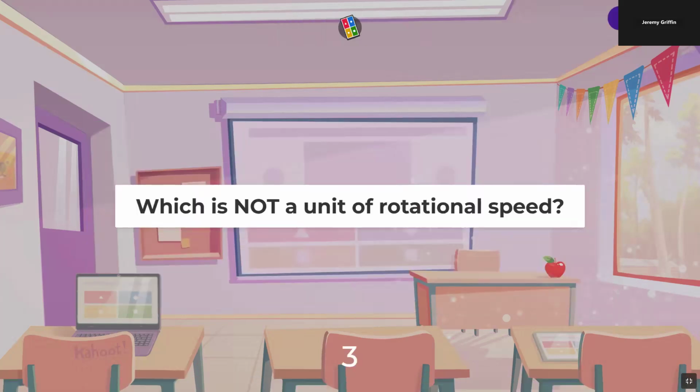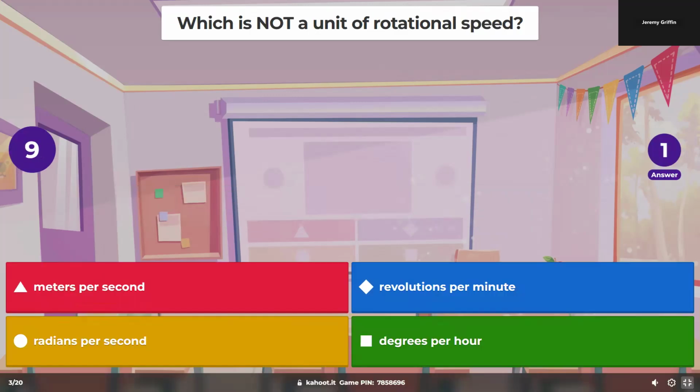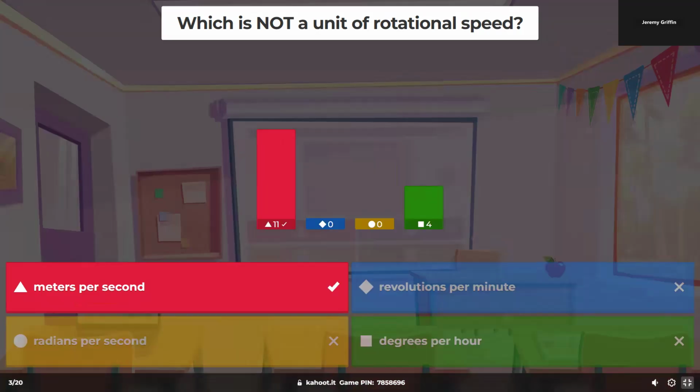Which is not a unit of rotational speed? Meters per second. Okay, there you go, because that's linear. You don't know all those other ones? Those describe the rotation per time.